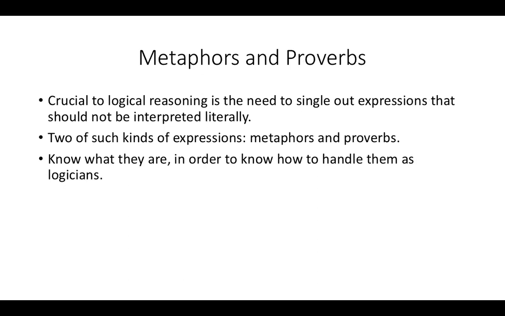Let's look at metaphors and proverbs. We're now trying to look at aspects of language where meaning is not straightforward. First of all, we'll look at metaphors and proverbs. Then we'll look at some meaning defects such as vagueness and ambiguity. Okay. So crucial to logical reasoning is the need to single out expressions that should not be interpreted literally.